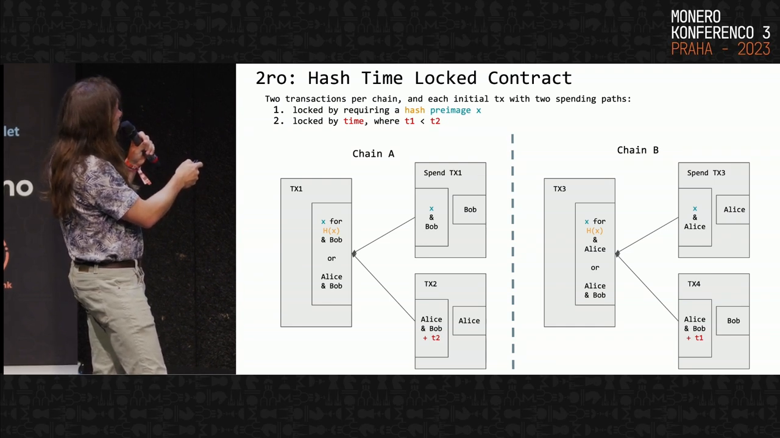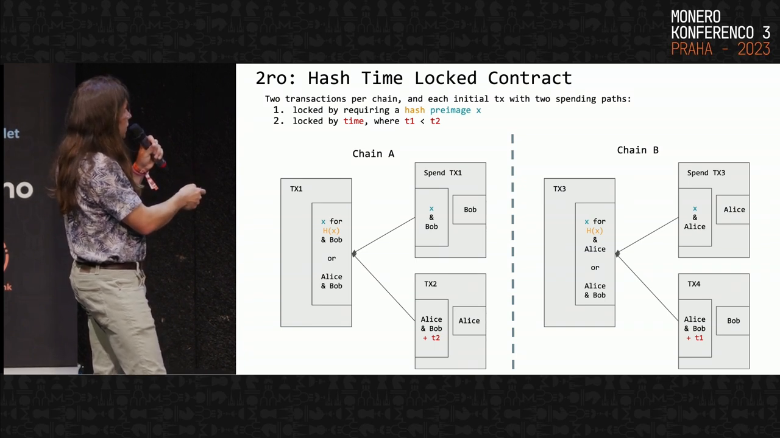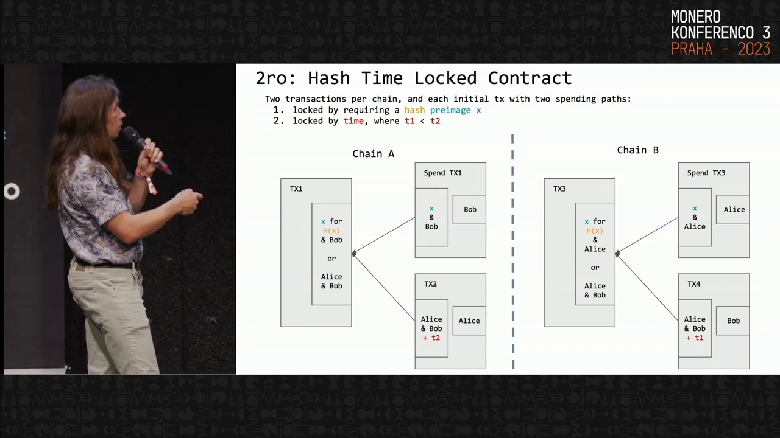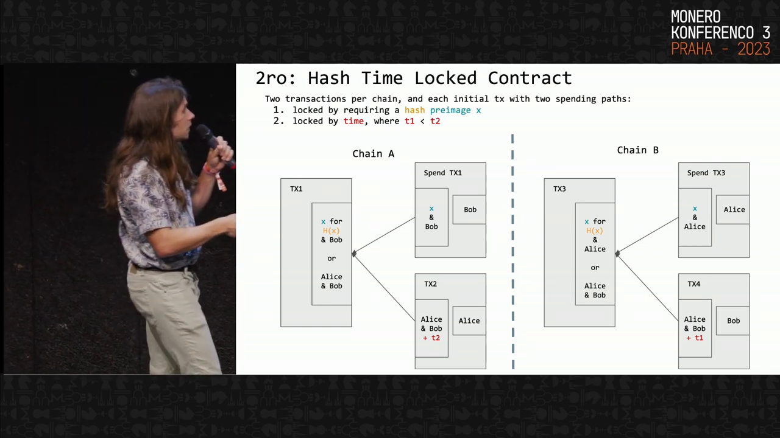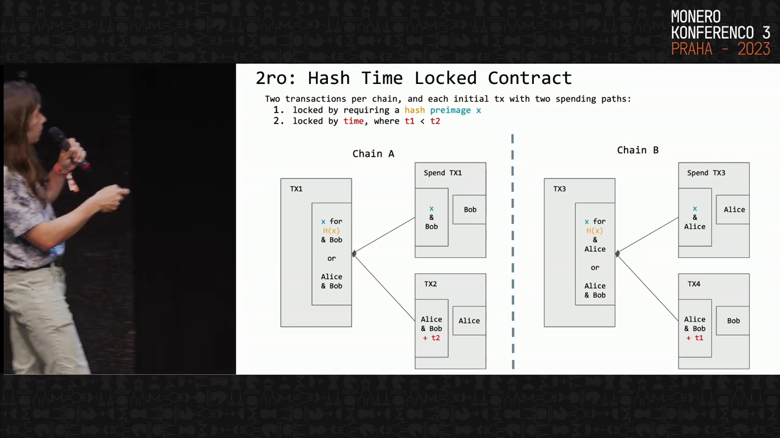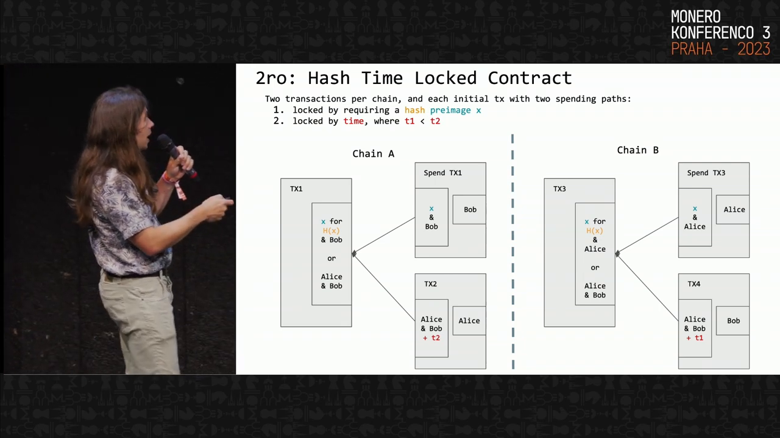One is the path where Bob also has to learn what X is, and then Bob can send that to himself. Or you have Alice and Bob both sign, which they do in advance. But this one is also time locked. That's the T2 over here. And importantly, T2 is going to be larger than T1. We see a very similar structure happening on chain B here. It almost looks identical, just with the names switched.